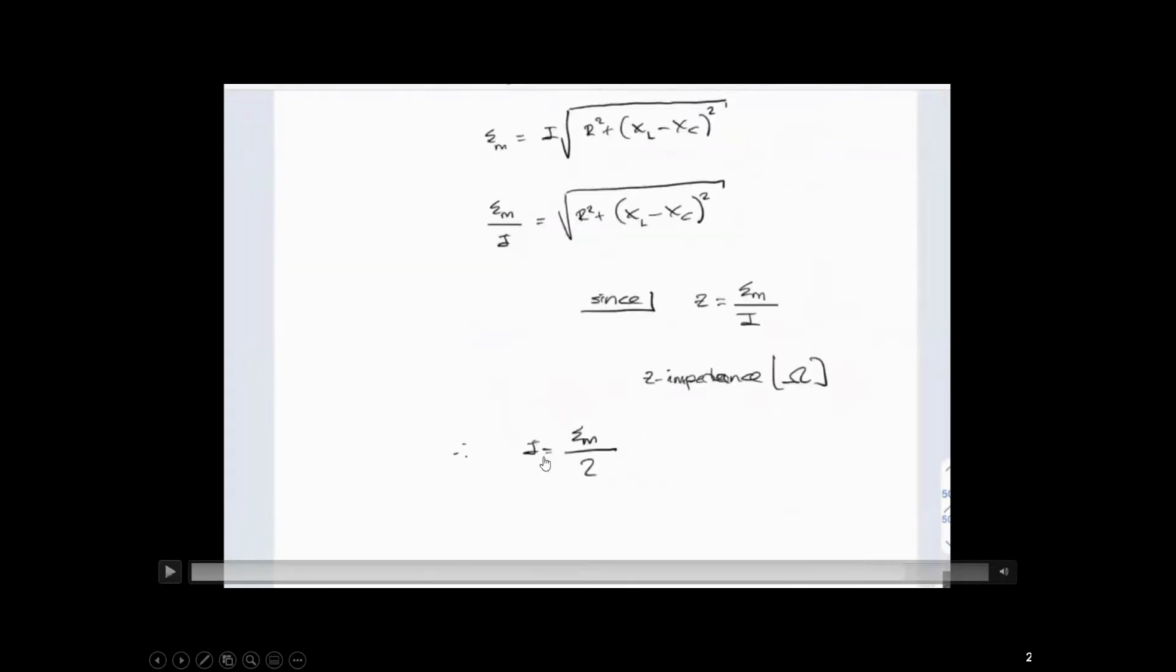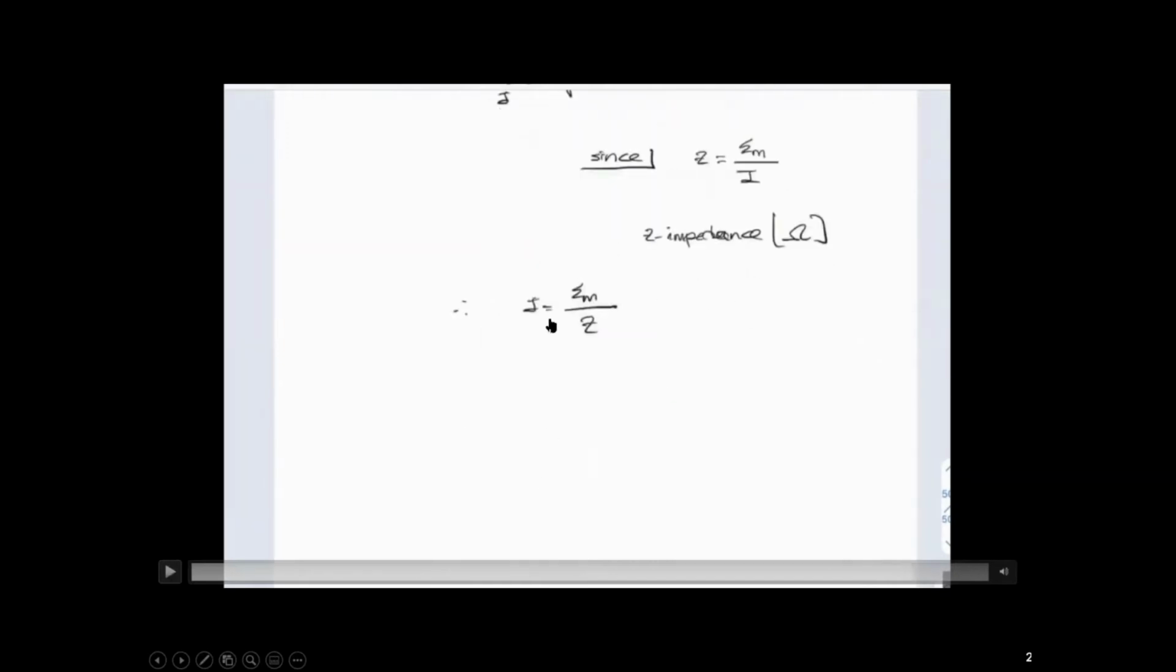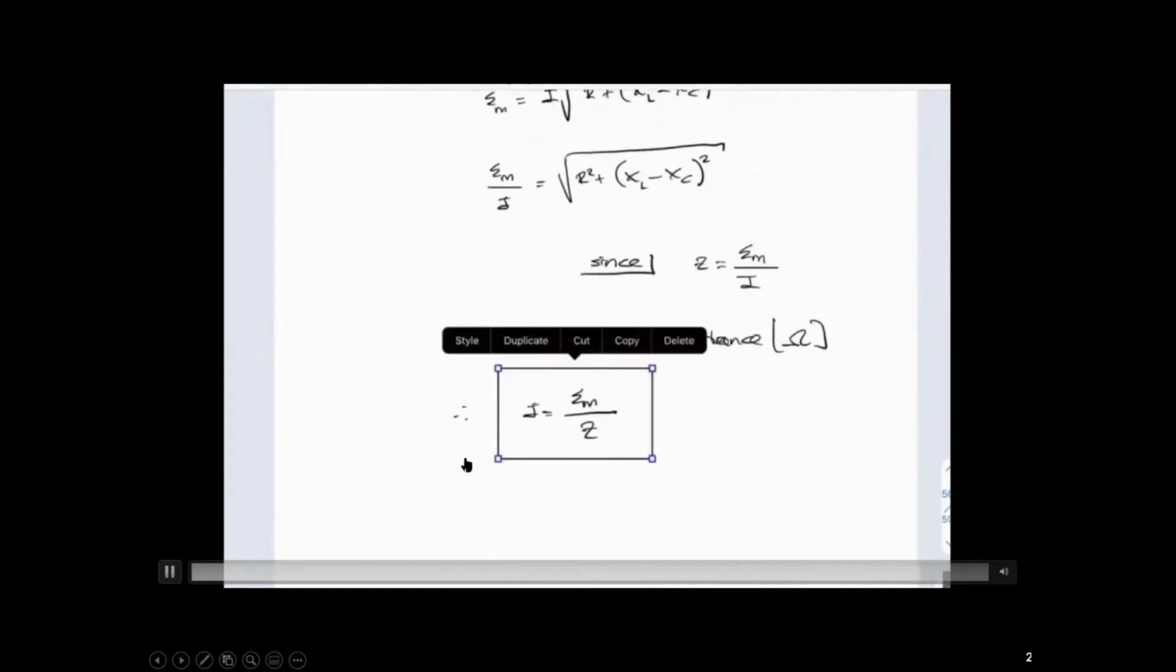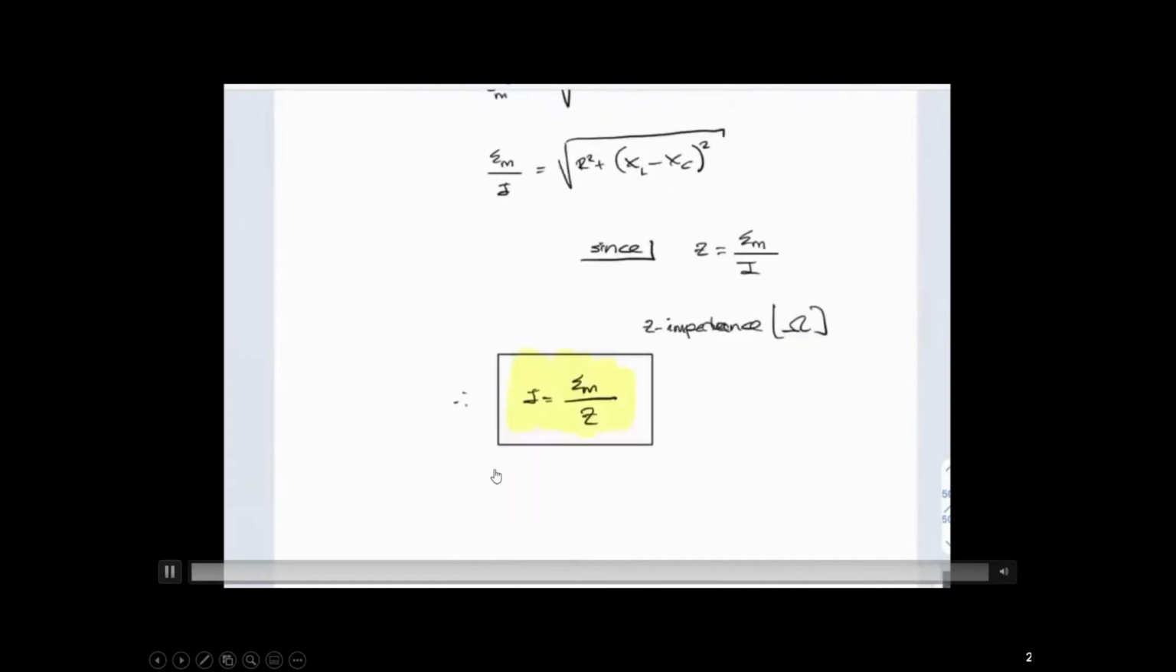It's got the units of ohms. So the total voltage, or electromotive force, divided by Z is going to give us the total current. All right, so impedance is related to resistance as well as the reactance terms, inductive reactance as well as capacitive reactance.